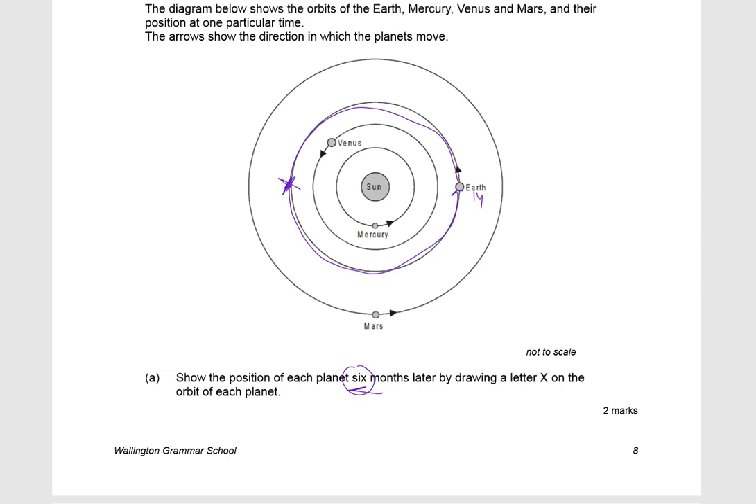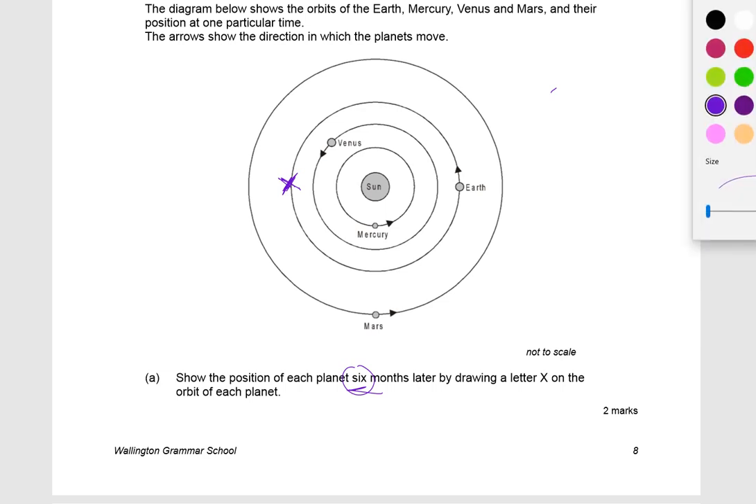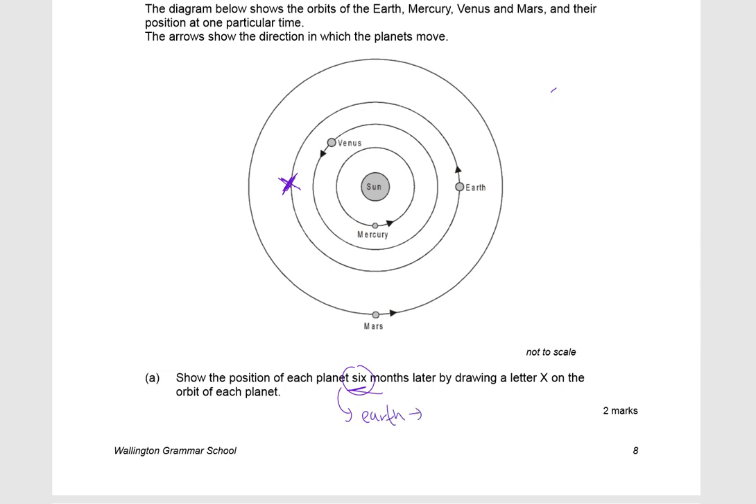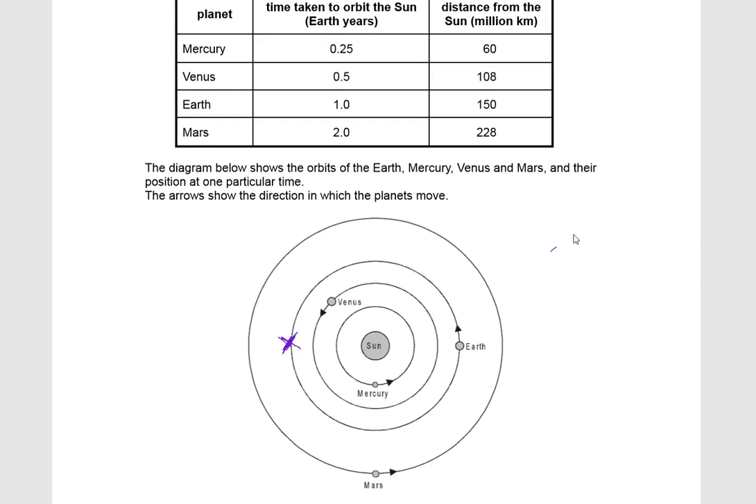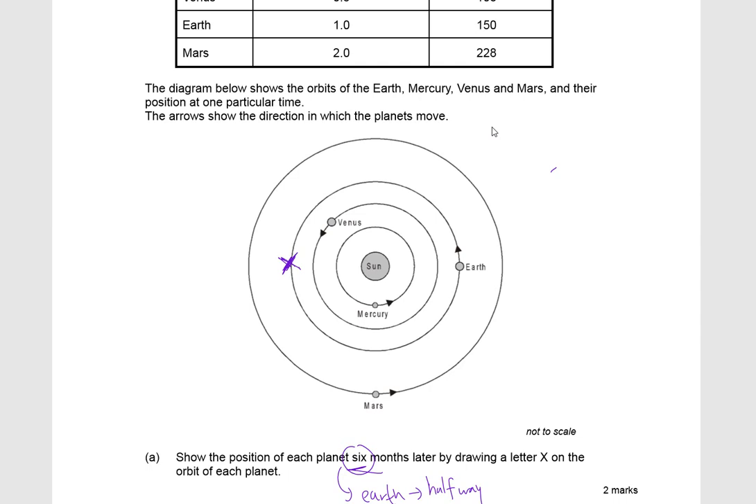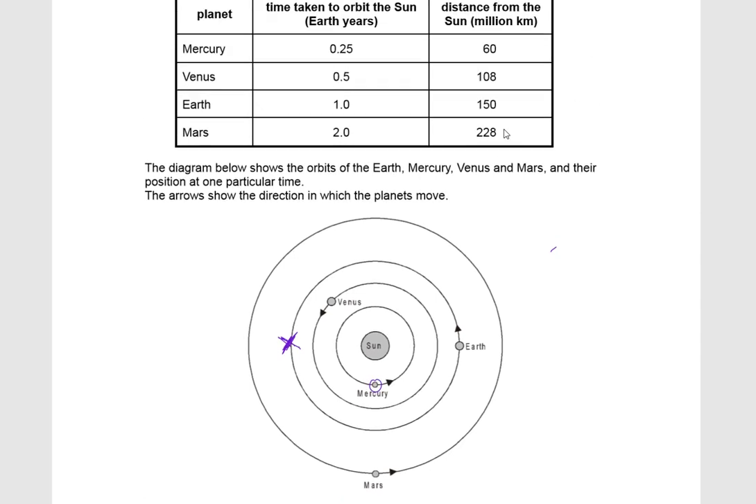So 6 months, the Earth will be here. So the Earth will be at this point. So this is half. So this is Earth. Yeah, that's the first one, half. So Earth 6 months will be halfway. Let me just write this down properly. Okay, so Earth 6 months. Oh, that's bad handwriting. Let me just fix this up. So Earth 6 months would be halfway. Okay, now let's keep going. Now Mars took two years. So Mars is here. So Mars will take what?